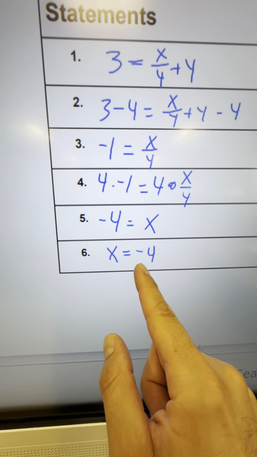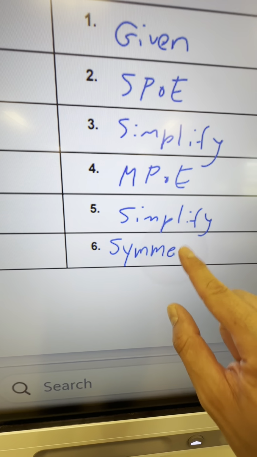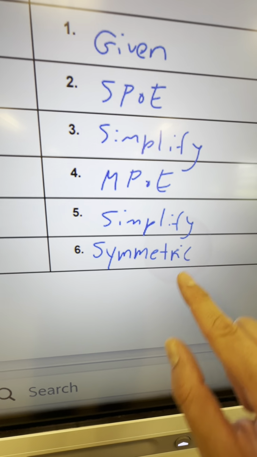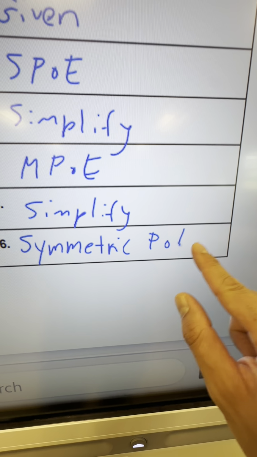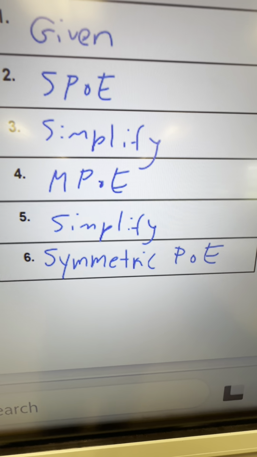And when I swap places like this, that is called the symmetric property of equality. So symmetric. Notice it sounds like symmetry because we have symmetry. So when you swap places, the symmetric property of equality is your reasoning.